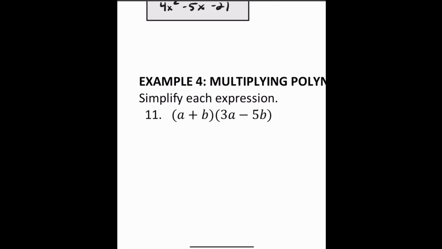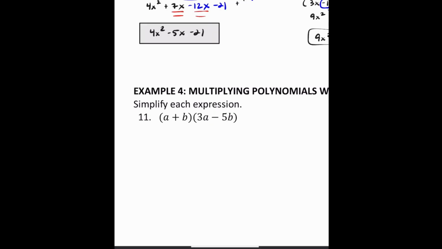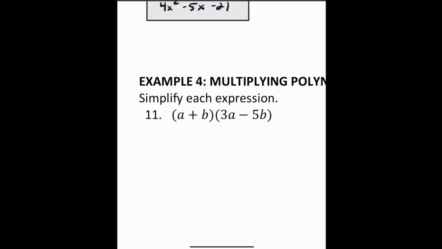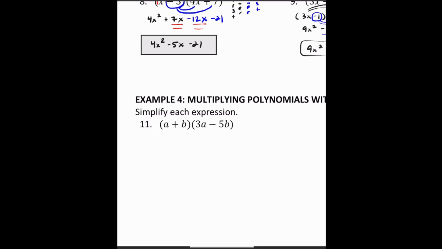Alright, so moving on to the last two problems for today. Multiplying polynomials with more than one variable. So if we look over here, we have a plus b times the quantity of 3a minus 5b. We actually have two variables. We have a and b. We know that in front of this a over here is a 1, okay? So since we have two binomials, we need to FOIL. So I'm going to multiply 1a with this 3a. So 1 times 3 is 3, and a times a is a squared.